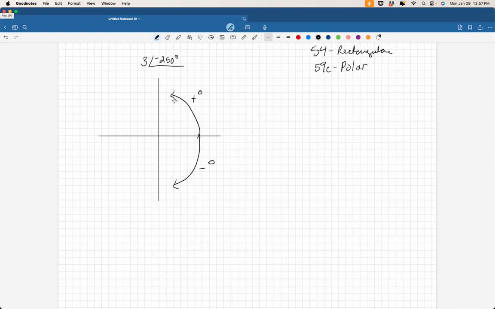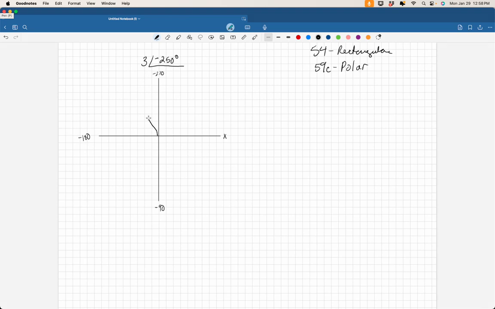Does that make sense? Because this is a negative 250, you start measuring from here. Zero to here would be negative 90, from here to here negative 180, and from here to here negative 270. So we know this vector lives in this quadrant because it's between 180 and 270. And because it's 250, it's going to be 20 degrees less than 270.